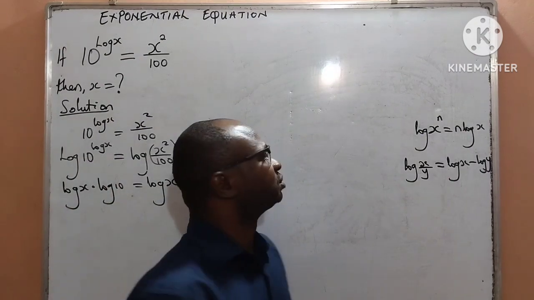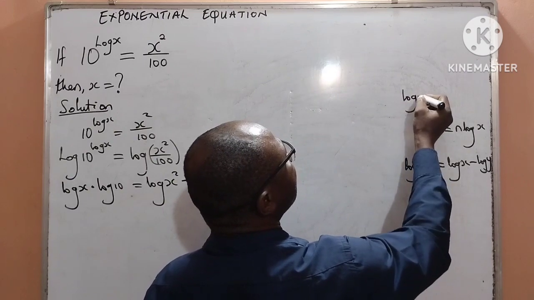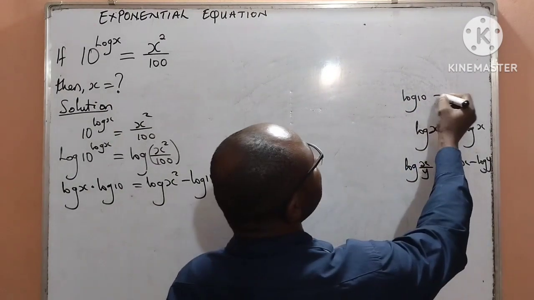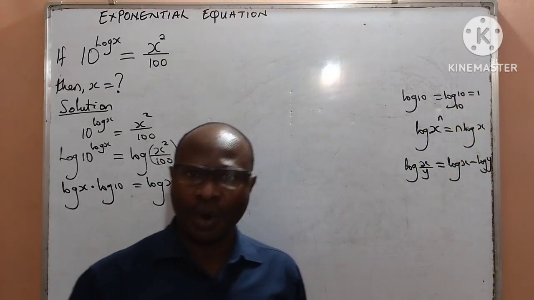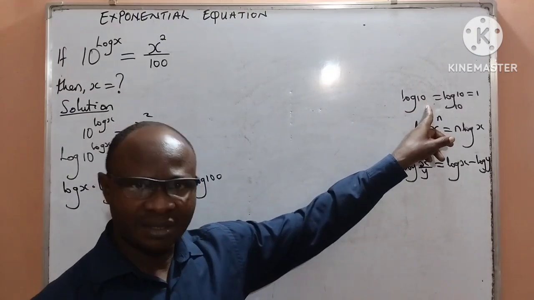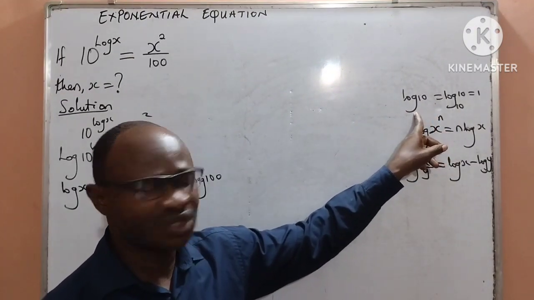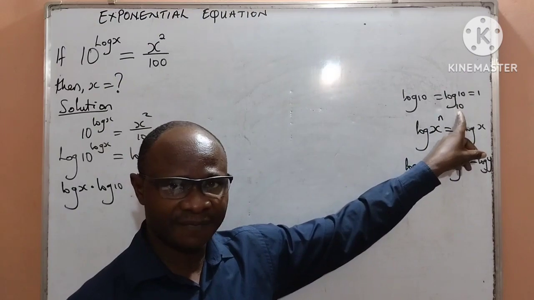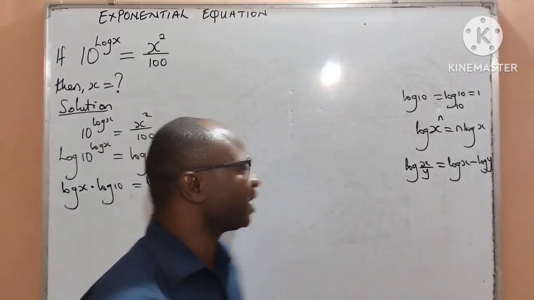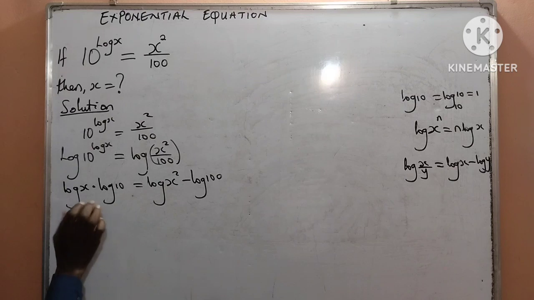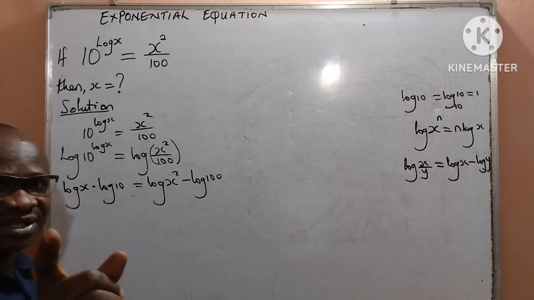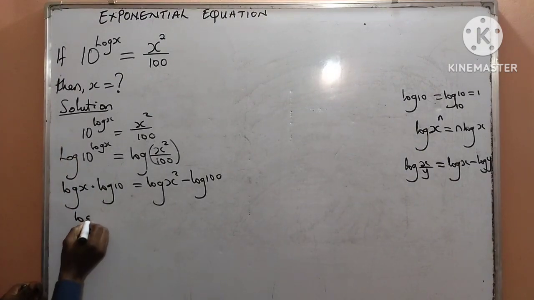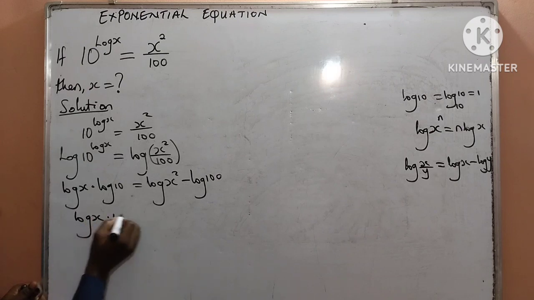Beautiful. Also, note, when we have the logarithm of 10, it is the same thing as the logarithm of 10 base 10, and of course that should be equal to 1. That implies that by the left hand side I have log 10 base 10, and log 10 base 10 is 1, leaving me with the logarithm of x multiplied by 1.